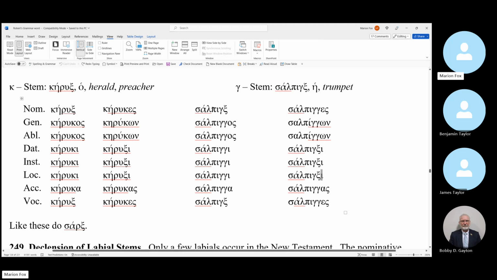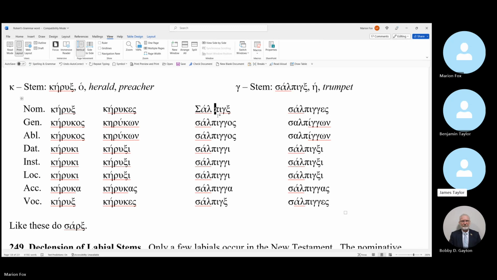Salpinks. Sal. Break it there. Pig. Right. So two syllables. Salpigs. Accent on the first syllable. Yeah. With the second half of that word, would it be pi or P iota, papa, or a new sound, an N?